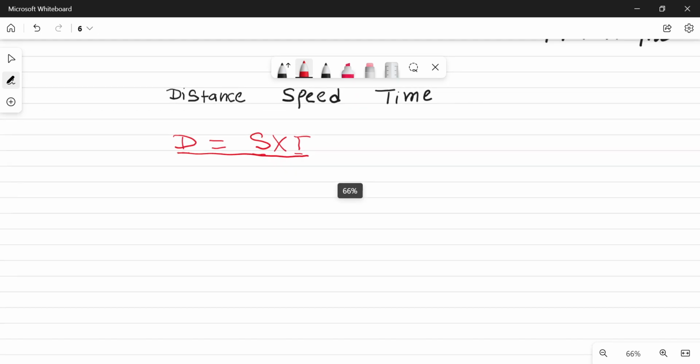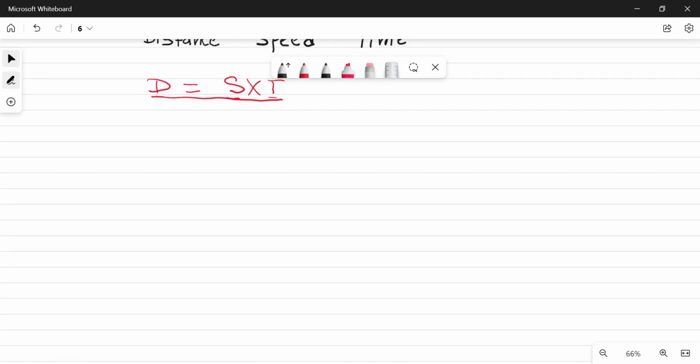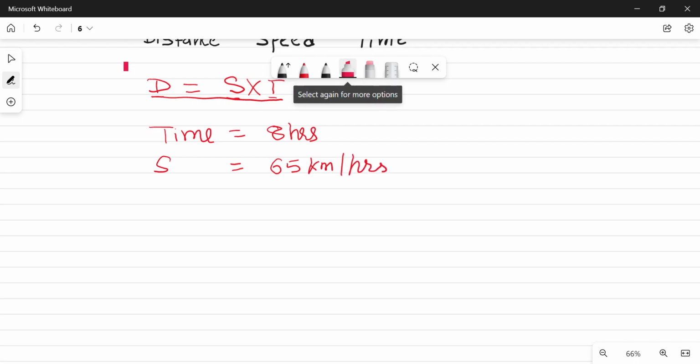So let's take one example and then we will learn how we can multiply and how we can find the values. Here, suppose we have time, and that time is equal to 8 hours, and the speed is equal to 65 kilometers per hour. Okay, beta, you always have to remember when time is given, if time is in hours, then your speed should be in kilometers per hour.